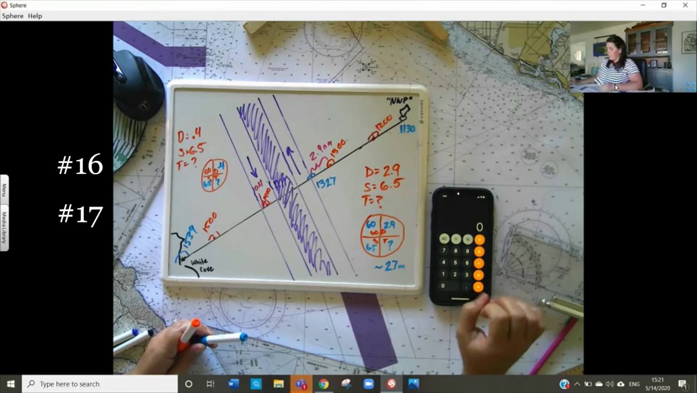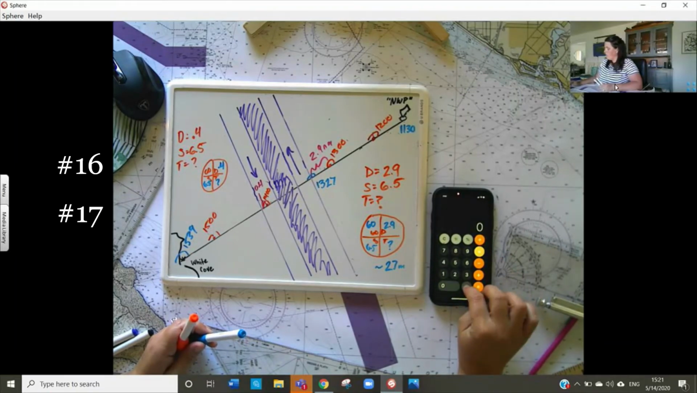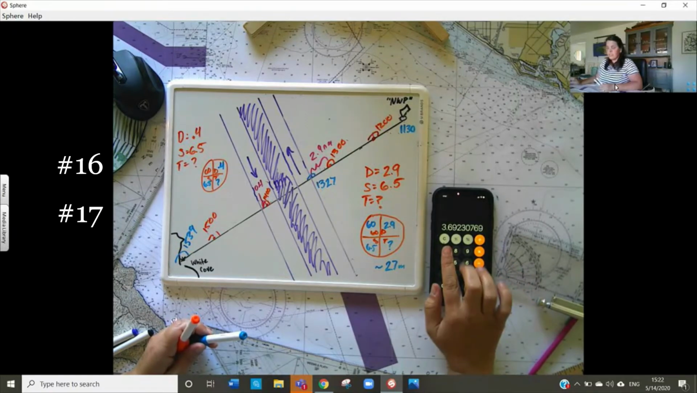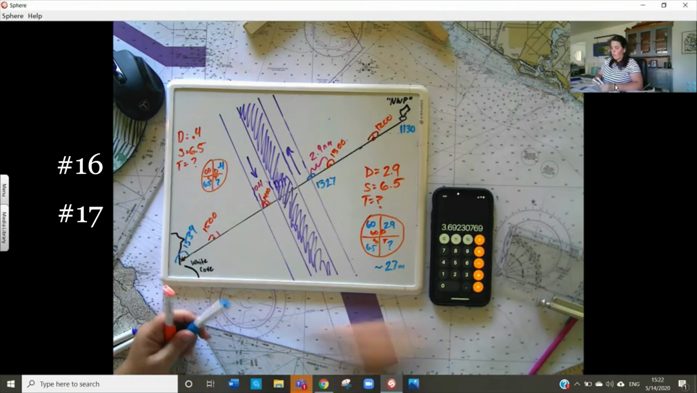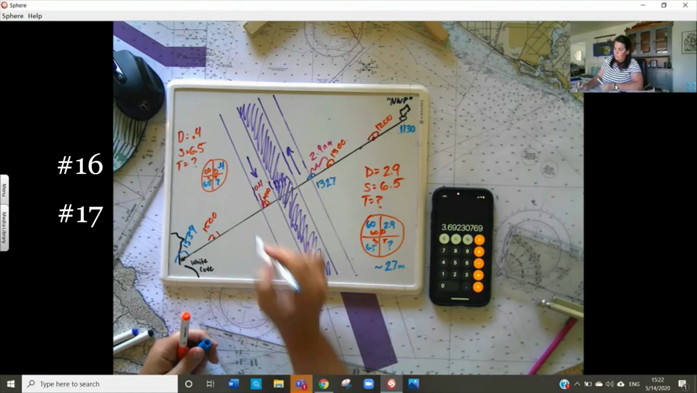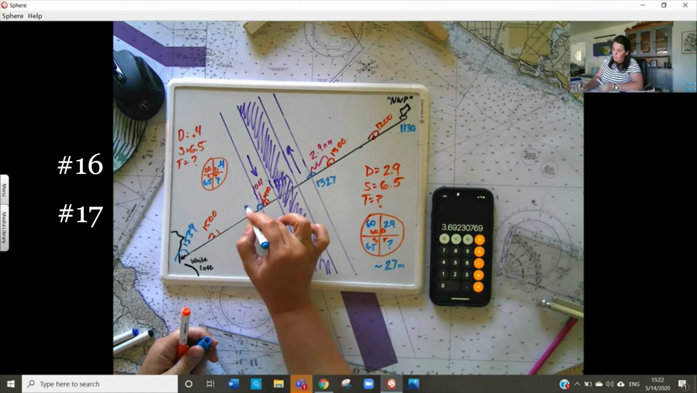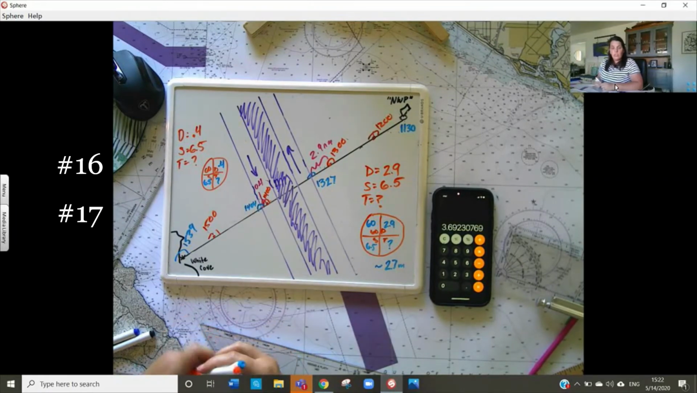Back to the calculator. 60 times 0.4 divided by 6.5 gives us 3.69, so about 4 minutes. So we will be exiting the traffic lane at 14:04. So that is how we got our ETAs for exiting and entering the traffic lanes.